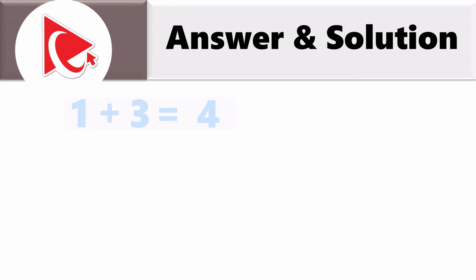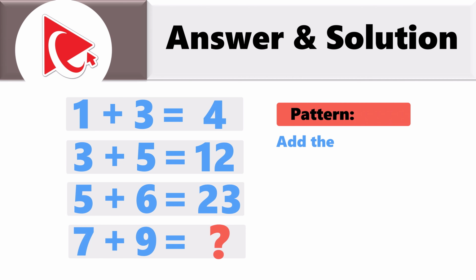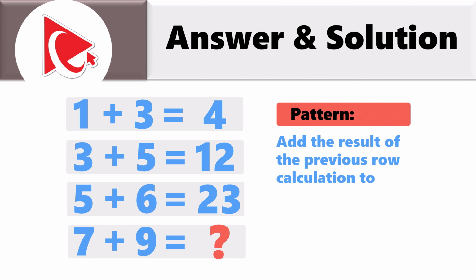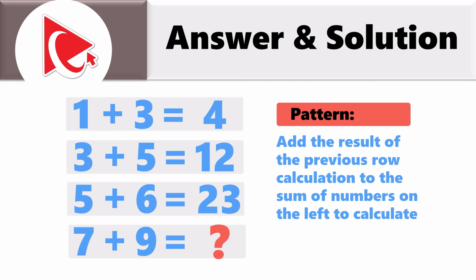The most interesting thing about this challenge is the pattern. You need to add the result of the previous row calculations to the sum of the numbers on the left in the next row to calculate the result of the next row. Let's look at the examples to make it clear.